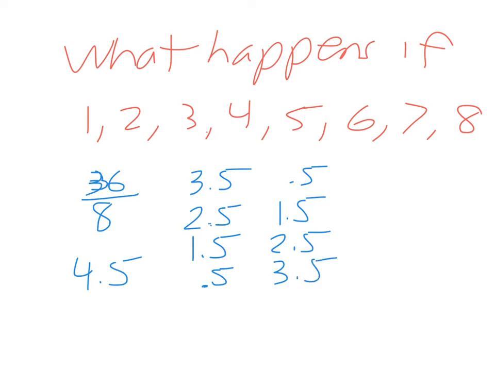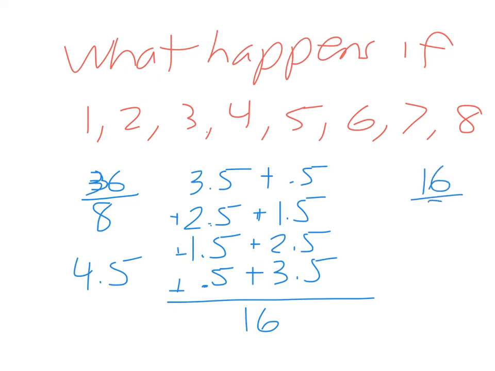And now what I'm going to do is add all these numbers together. And when you do that, you end up getting a total of 16. And then I'm going to take that 16 and divide it by 8 because there were 8 numbers there. And that tells me that the mean absolute deviation is 2.